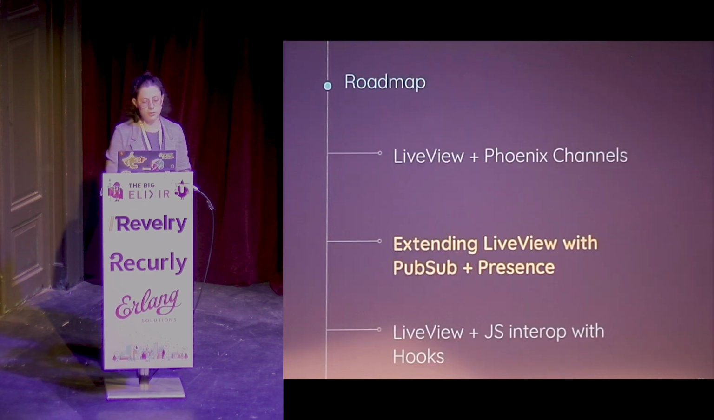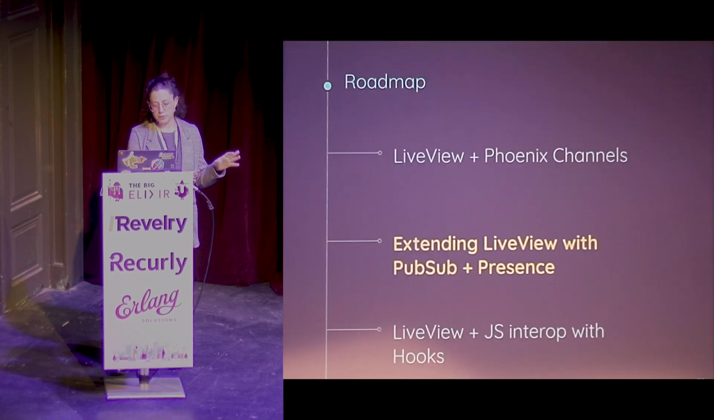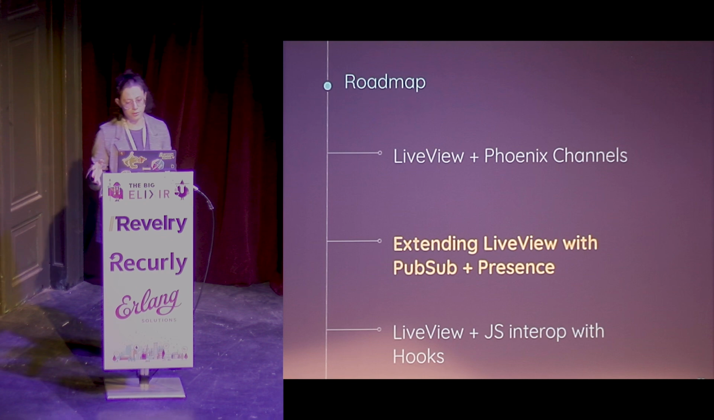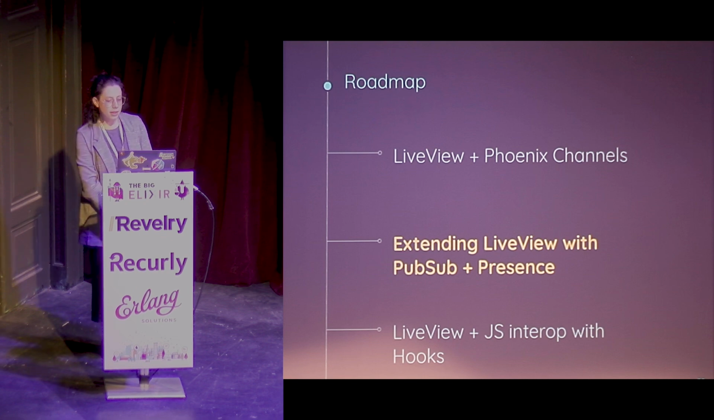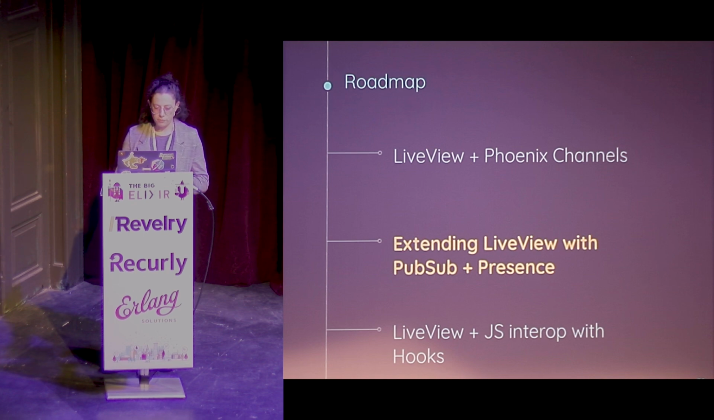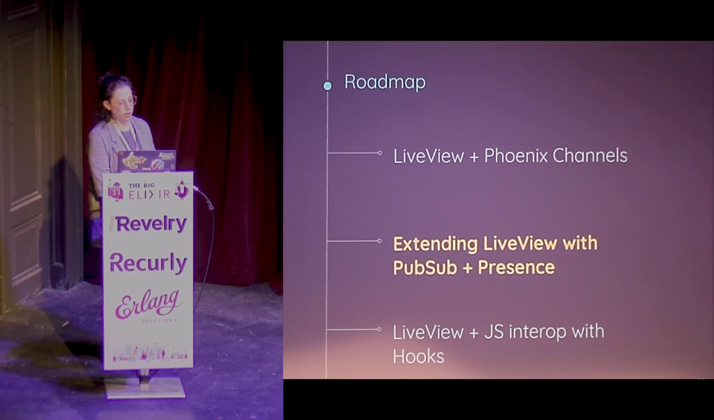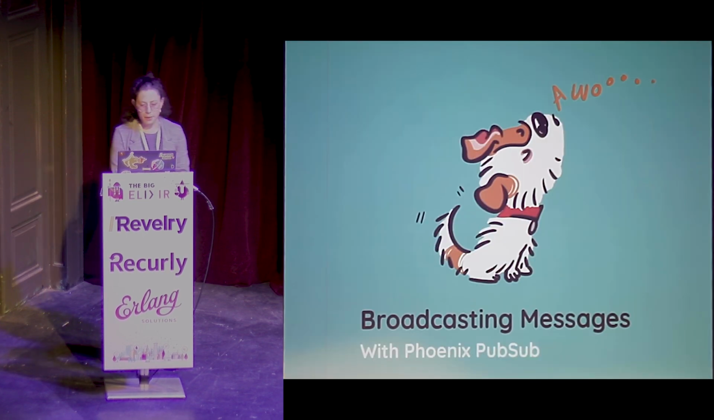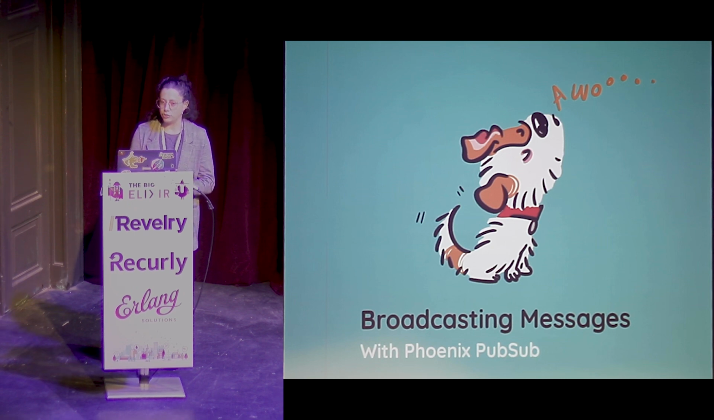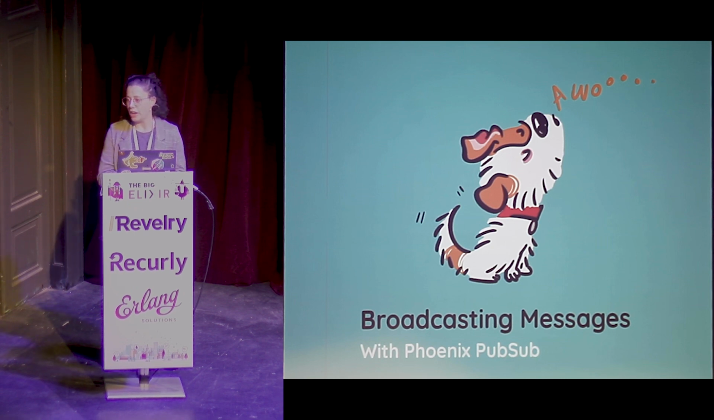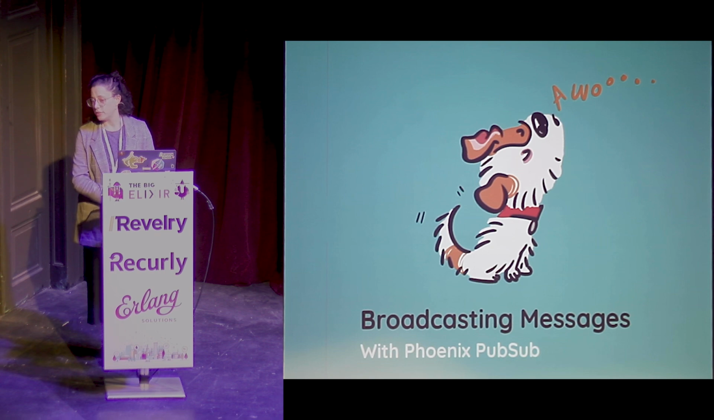Okay, so to revisit our roadmap, the first of these two features brings us to our second topic on the roadmap, extending LiveView with PubSub and Presence. And we're going to begin with our very first feature, which is message broadcasting with PubSub. This is really the most basic functionality that any chat app offers. If not everybody in the room can see new messages, it's really not a chat app at all.